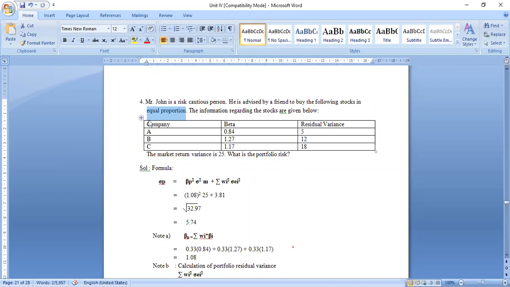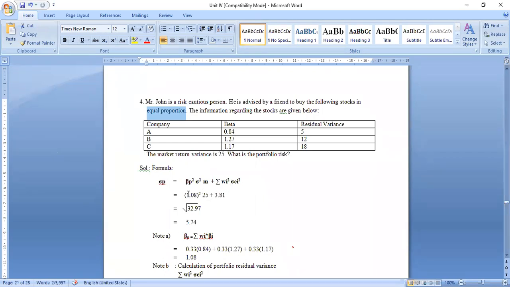So you can straight away take 1 divided by 3. If it is for 4 securities, you can take it as 1 divided by 4 and so on. That is going to give us the weights, or the proportion of investment, towards each of the securities, and the rest of the data is given to us. We just have to calculate the portfolio risk. This is the formula: portfolio beta squared into market return variance plus summation of weights squared into residual variance.